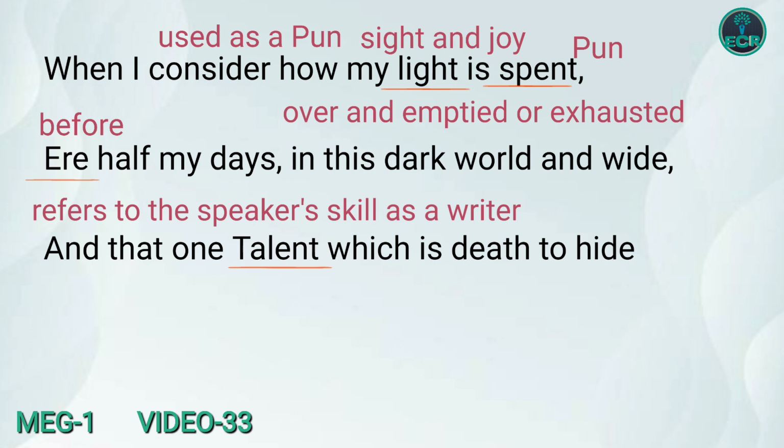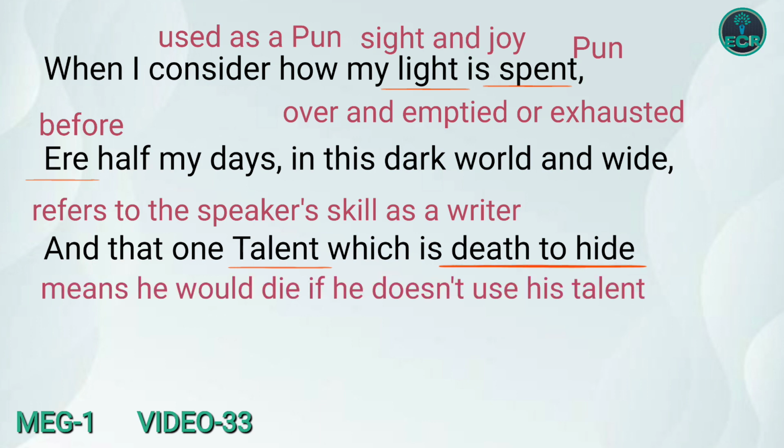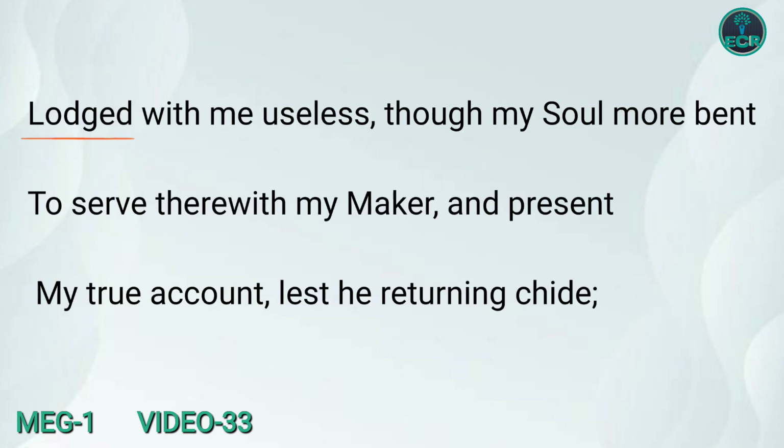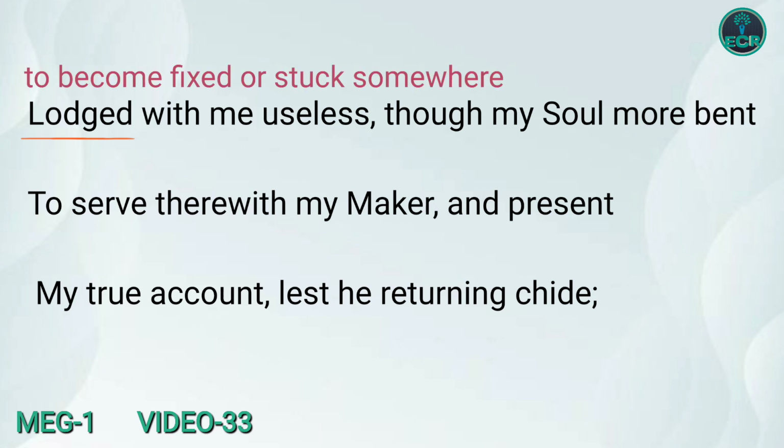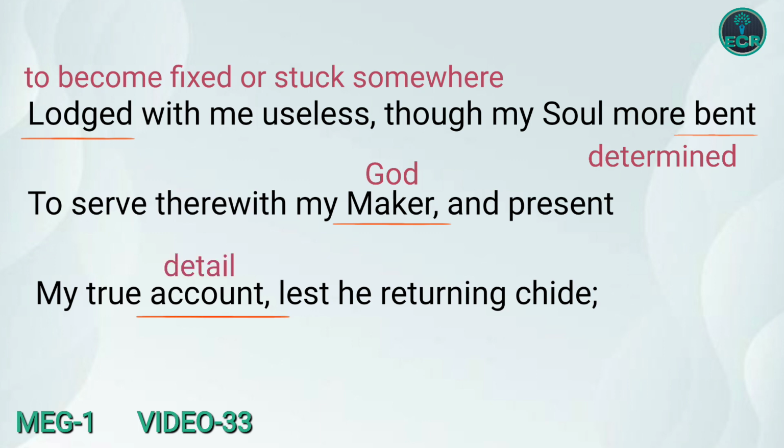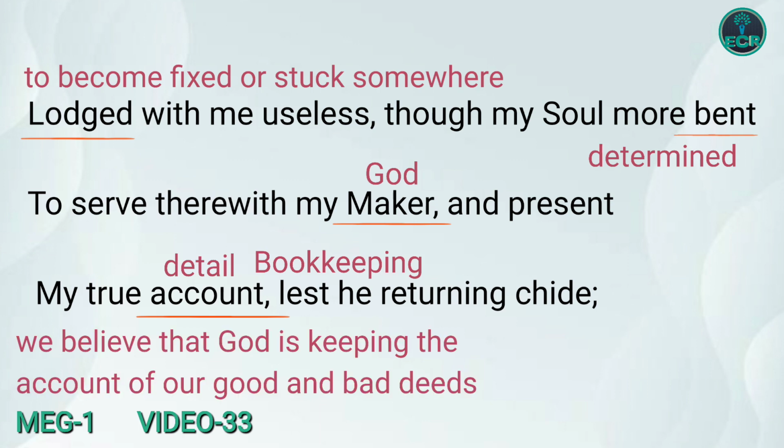Talent refers to the speaker's skill as a writer. Death to hide means he would die if he doesn't use his talent. Lodge means to become fixed or stuck somewhere. Bent means determined. Maker refers to God. The word account means detail. It is also associated with bookkeeping. For example, we believe that God is keeping the account of our good and bad deeds. Chide means criticize or rebuke.